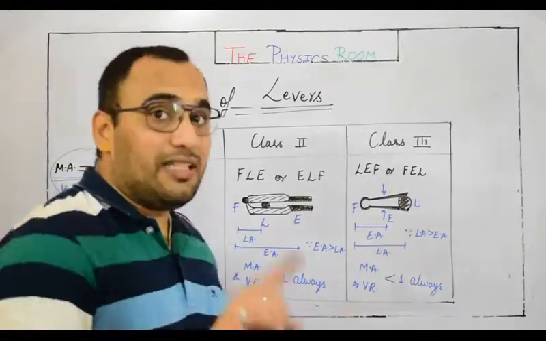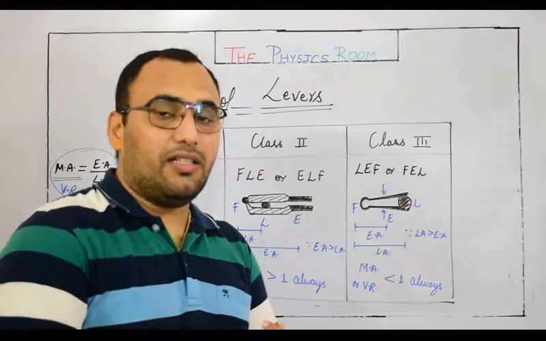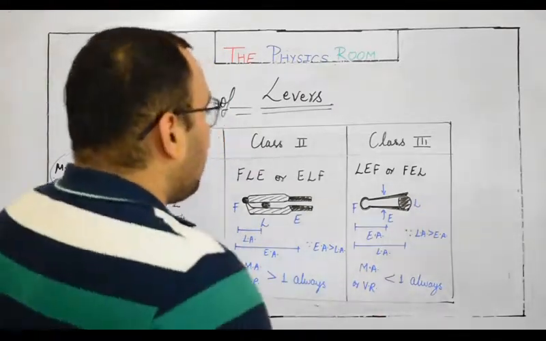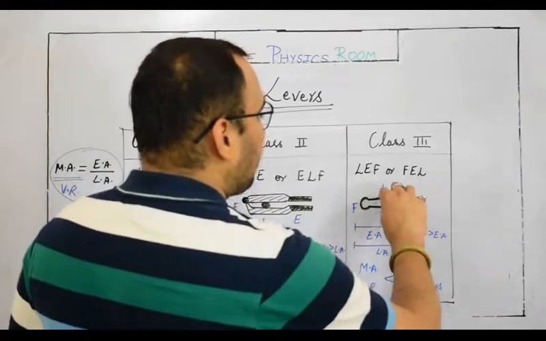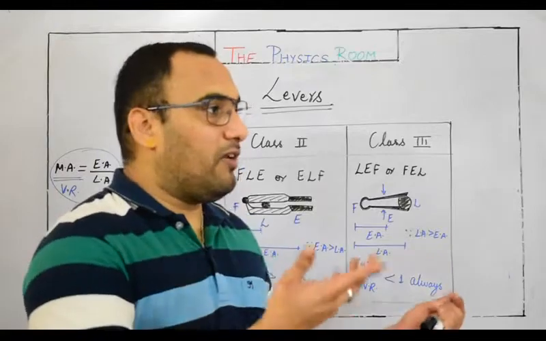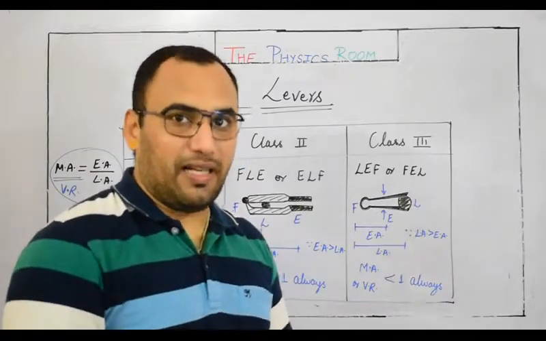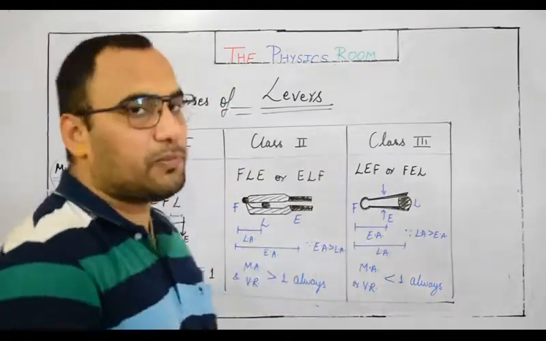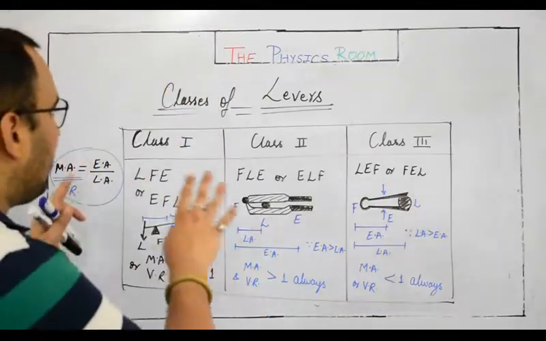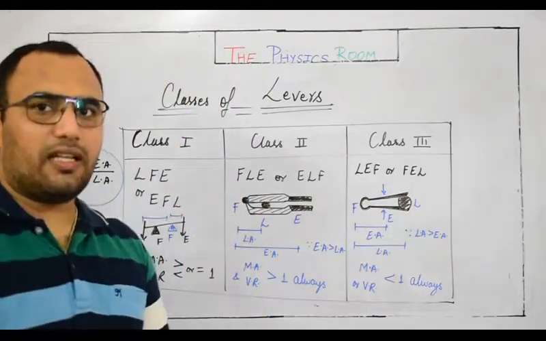And one more thing, since mechanical advantage is lesser than 1, velocity ratio is lesser than 1, you can see that the load arm is traveling more distance compared to the effort arm. So it is a velocity multiplier or the speed multiplier. So this category is called speed multiplier or velocity multiplier. So I hope this classification is very clear for you.